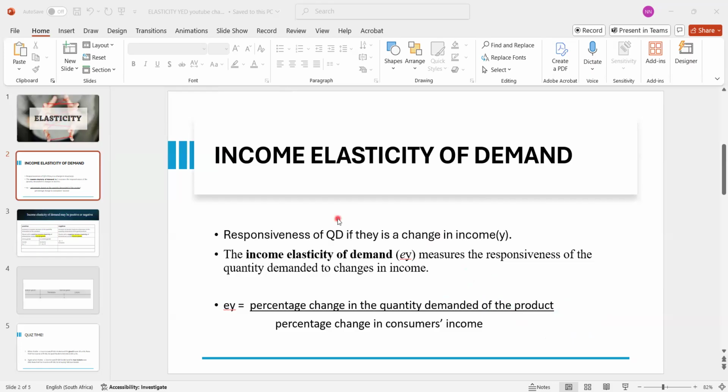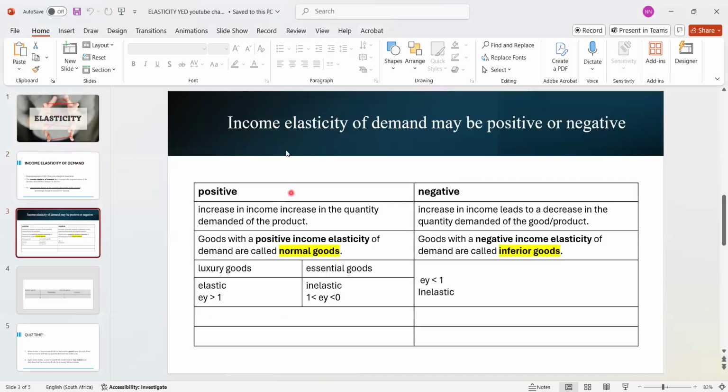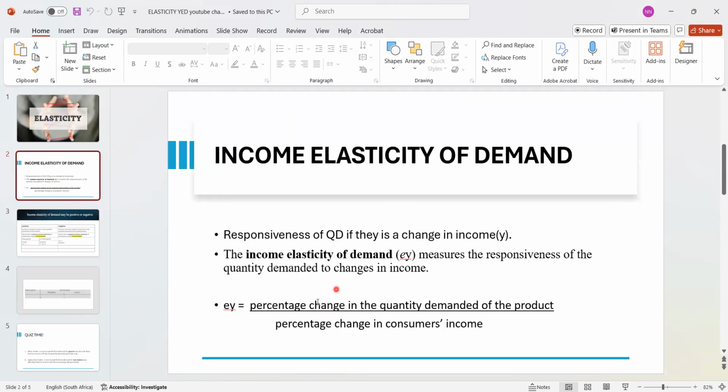So far we understand income elasticity of demand. Basically we want to measure the responsiveness of the change in the quantity demanded to a change in income. And this is the formula, which is the change in quantity demanded, Q2 minus Q1 over Q1, divided by the percentage change in consumer's income, Y2 minus Y1 over Y1. So income elasticity of demand may be positive or negative. When you're doing your calculations here, you may get a positive number or a negative number when you're trying to calculate your income elasticity of demand.